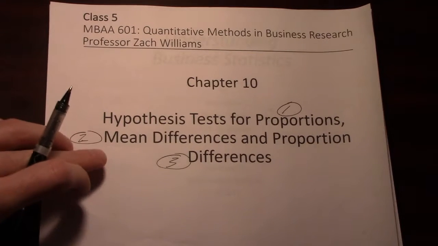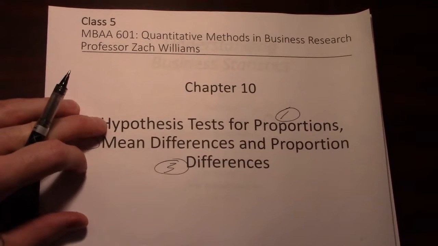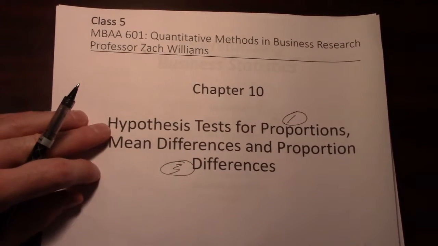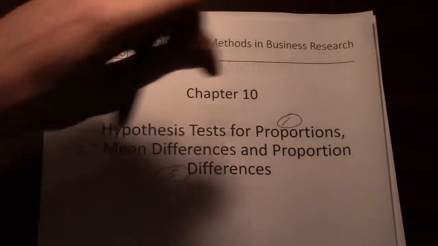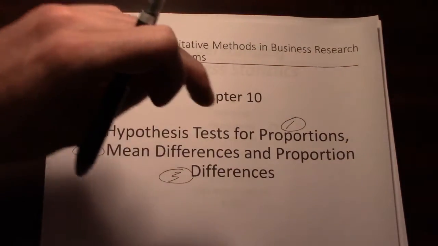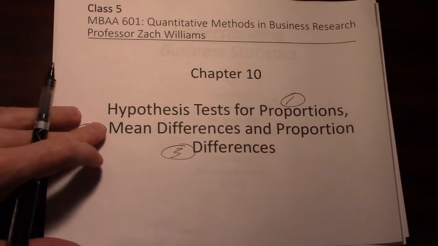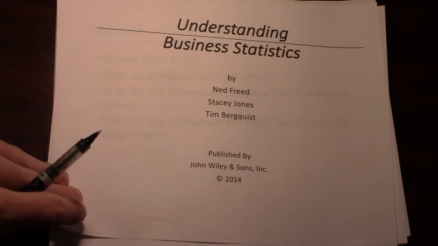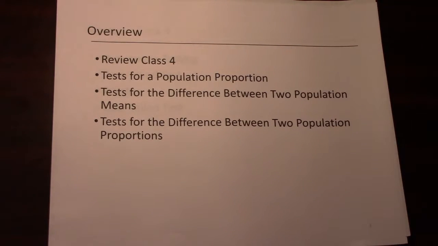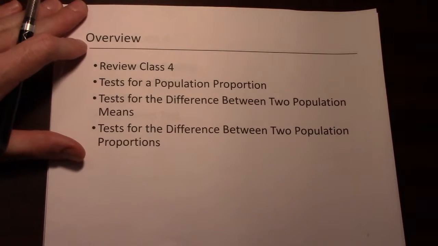So I'm going to assume if you're still watching, you are comfortable with hypothesis testing and you're ready to move on to a couple different pieces. They are proportions, mean differences, and proportion differences. We're going to do hypothesis testing for those 3 things. And again, you can get the slides and print them out on Blackboard and follow along with me.